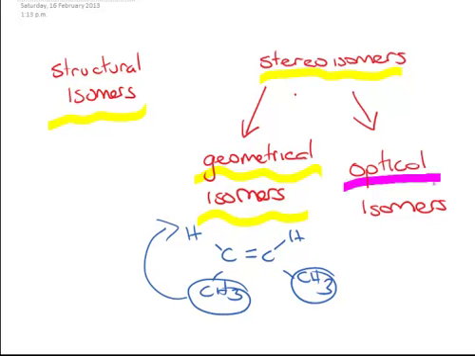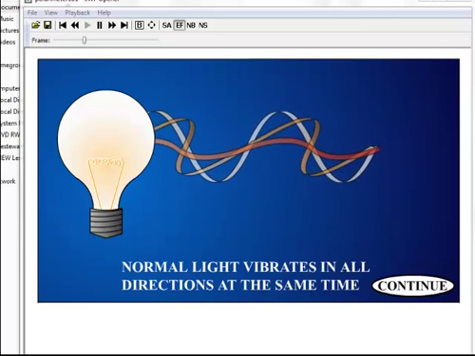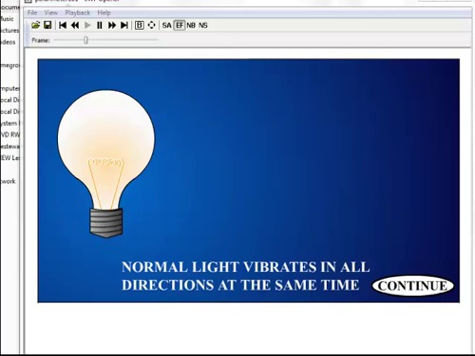Optical isomers are what we see in Year 13, and this is based on the fact that these two isomers, there's going to be a left and a right, or a levo and a dextro, just the same word, left and right. And if you pass plane polarized light through a sample, now this is just an animation showing how normal light moves in all directions as it moves away from a light source.